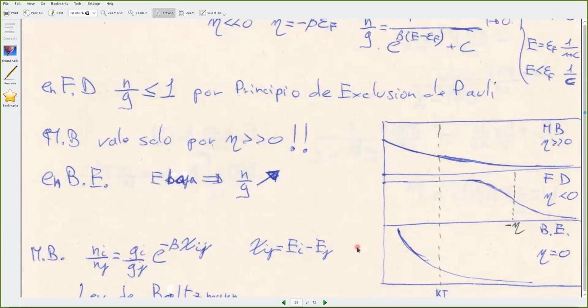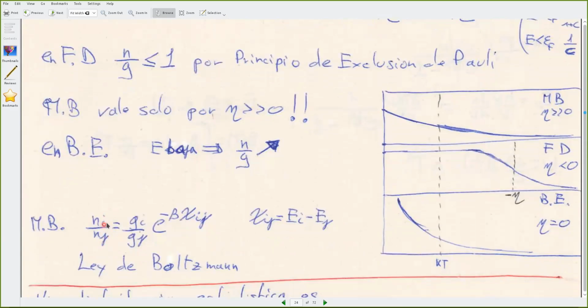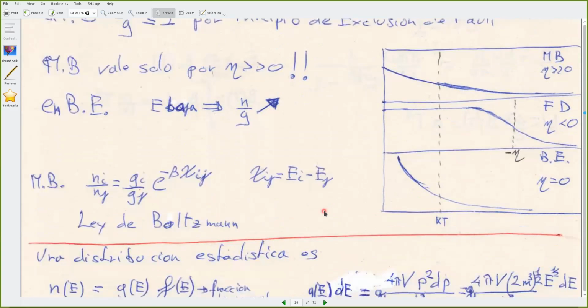From here, you can go with the Boltzmann law. Then you can compare two states, and so you have the ratio: the number of particles in one state and in another is equal to the ratio of their weights multiplied by the exponential of minus beta times the difference in energy of the two states.